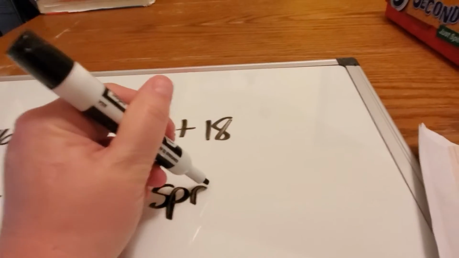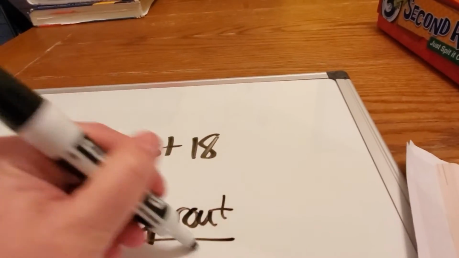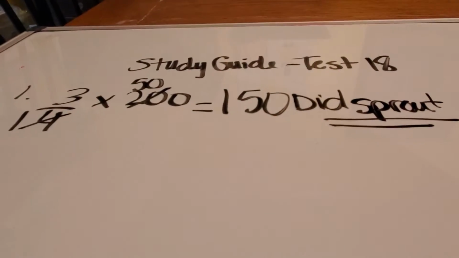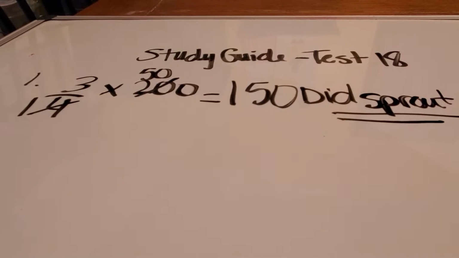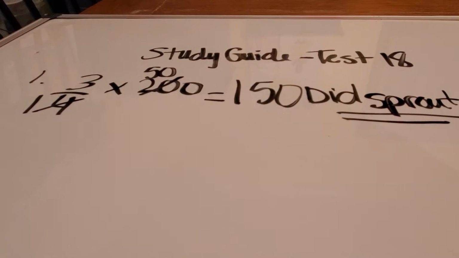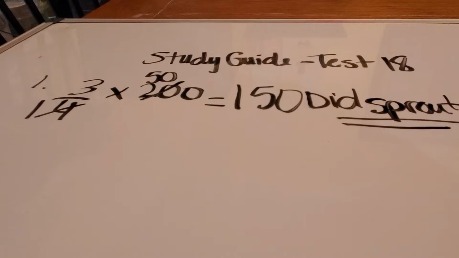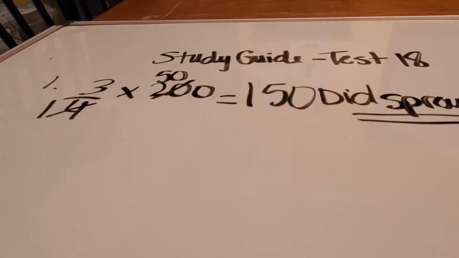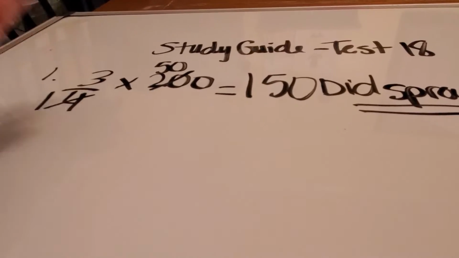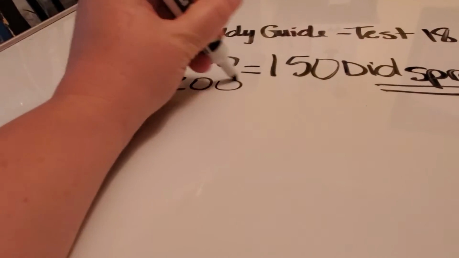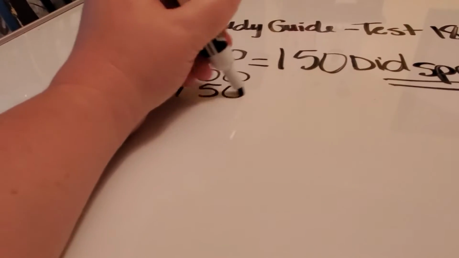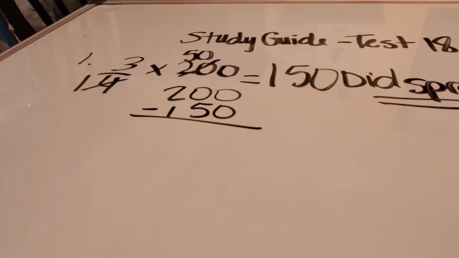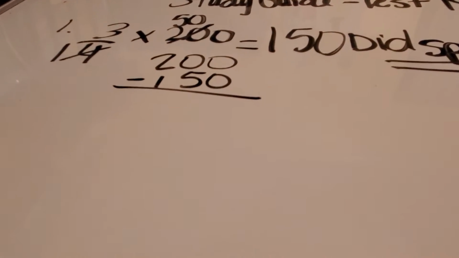A lot of us still will put the 150. But if 150 did sprout, the question asks us how many did not sprout. So think about it. There's 200 total and 150 did sprout, okay? And then you solve it.